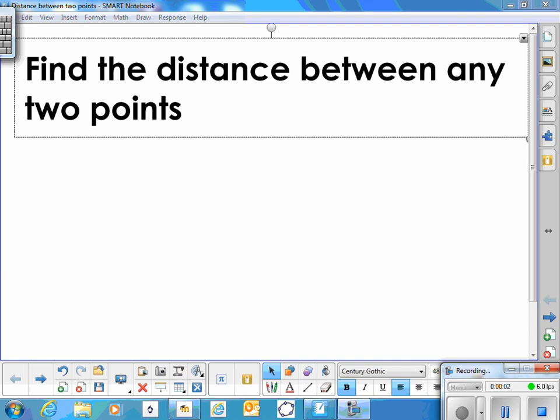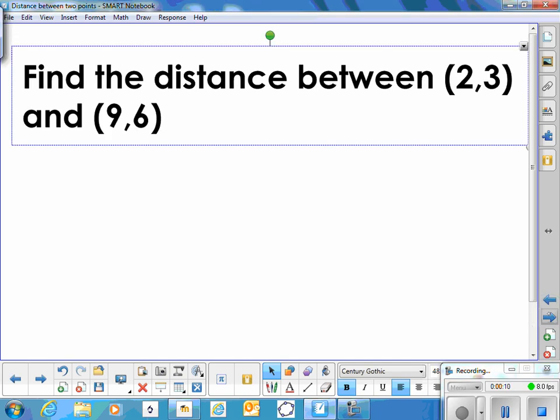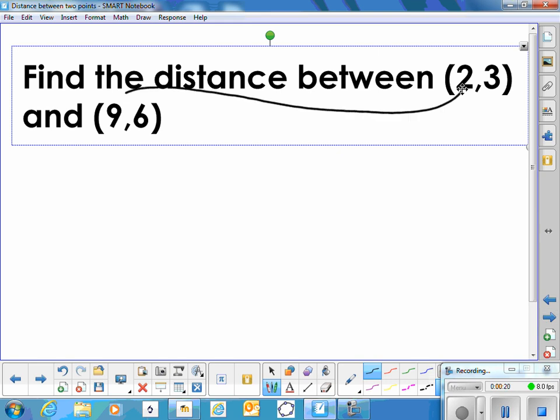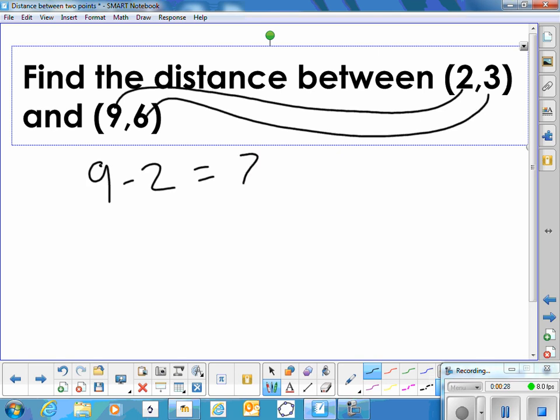This video clip explains how to find the distance between any 2 points. So we've learned the Pythagorean theorem. Let's use it. So what's the distance between 2, 3 and 9, 6? Well, the distance from 2 to 9 is 7. The distance between 3 and 6 is 3.